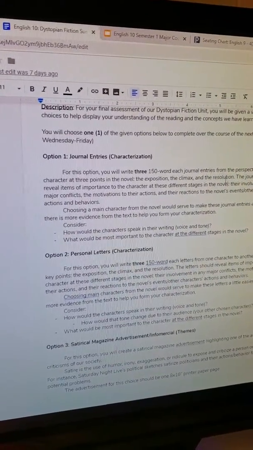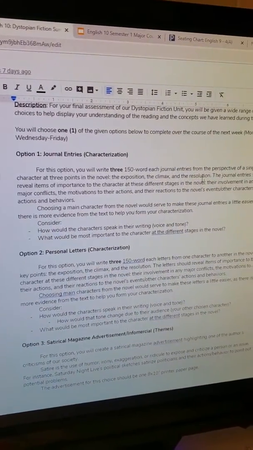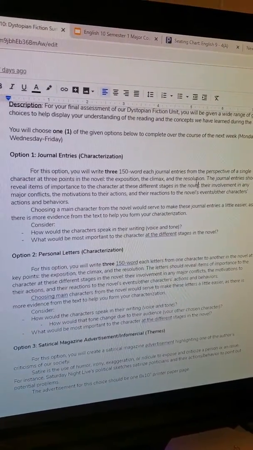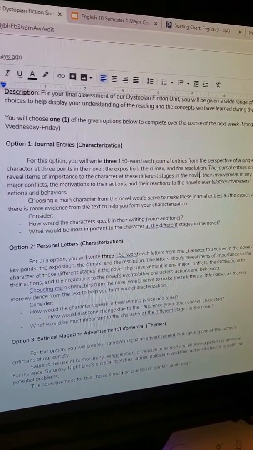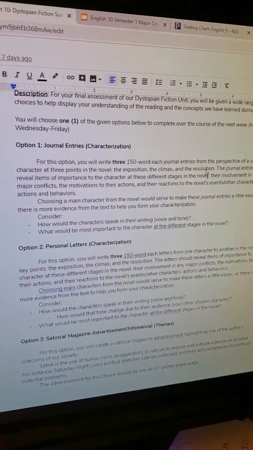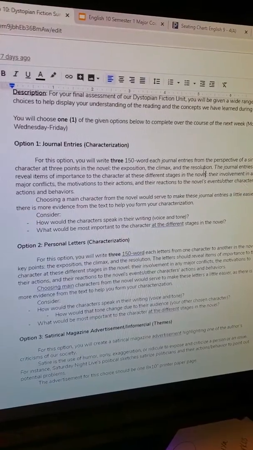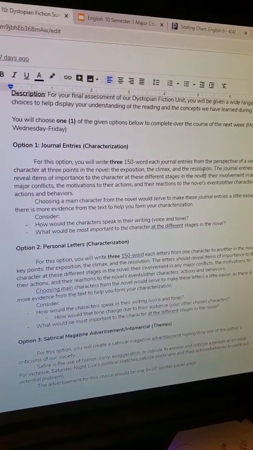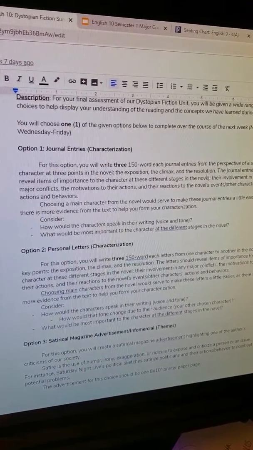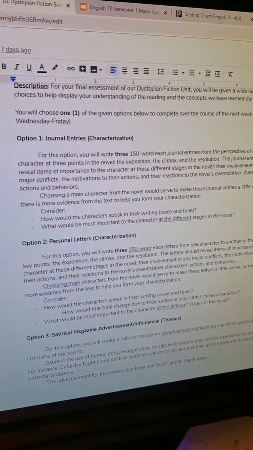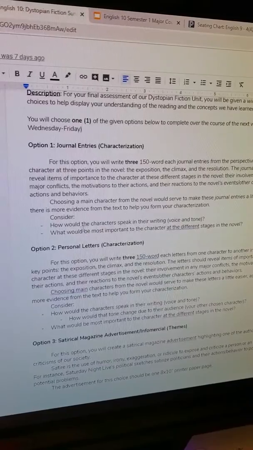You will pick 1 character perspective. Like if you're reading The Hunger Games, maybe you are Katniss, and you write a journal entry from Katniss at the beginning of the story in the exposition. You write a journal entry from Katniss at the climax when everything's going down, when she's on the cornucopia with Peeta, and then the resolution would be the very end of the story after they've won the Hunger Games, what's on Katniss's mind.